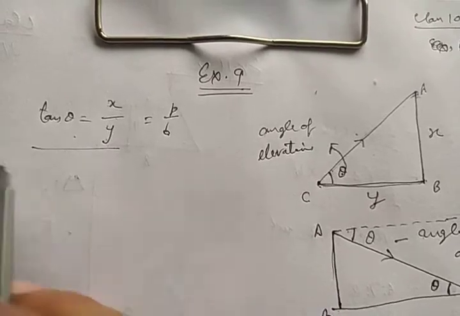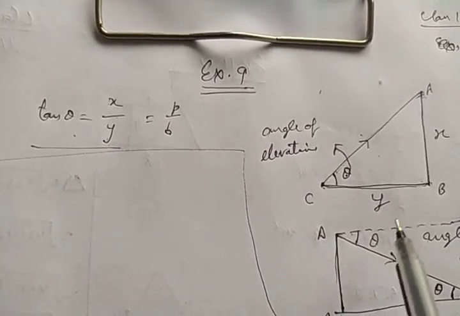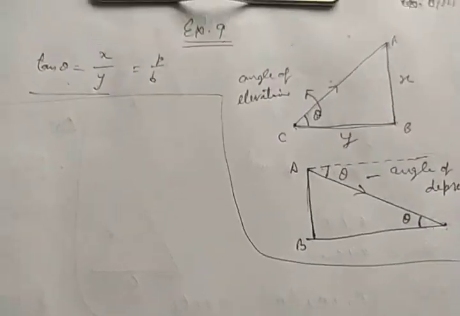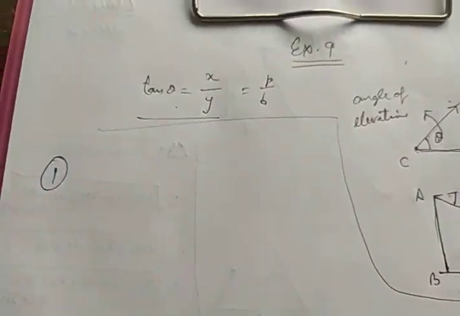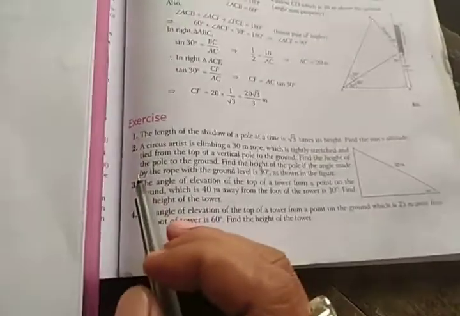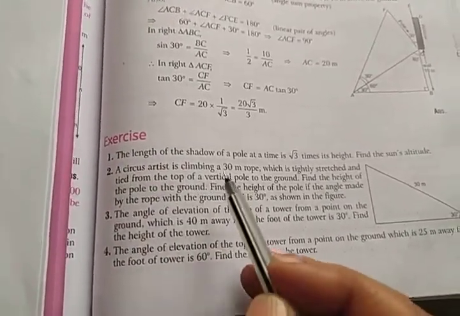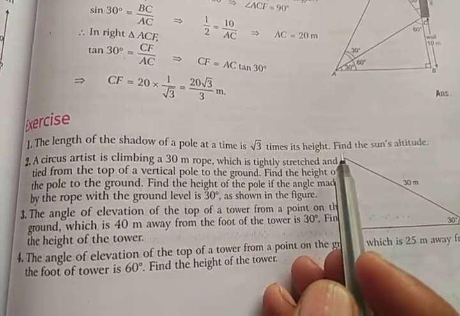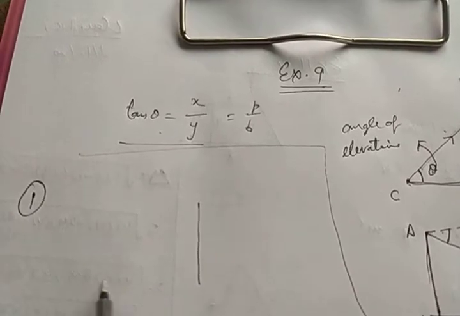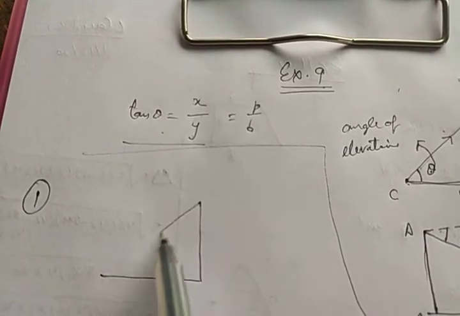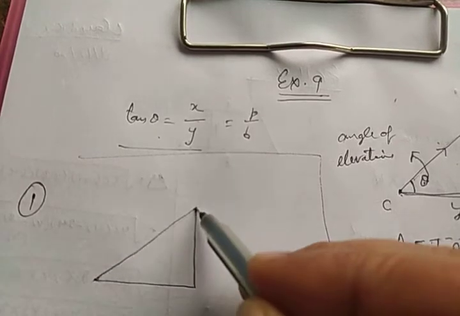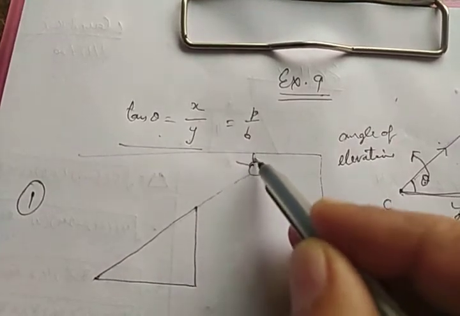Now this is the basic concept of trigonometry, but this will be utilized in different ways in your questions. Now let us take question 1 for the sake of understanding. The question is saying the length of the shadow of a pole at a time is root 3 times its height. Find the sun's altitude. A pole is standing and its shadow is falling on the road. Shadow falling means this line you will have to extend. Sun would be at some place here.